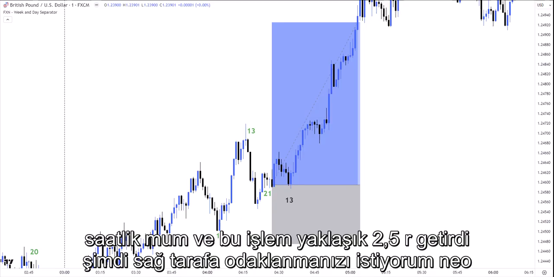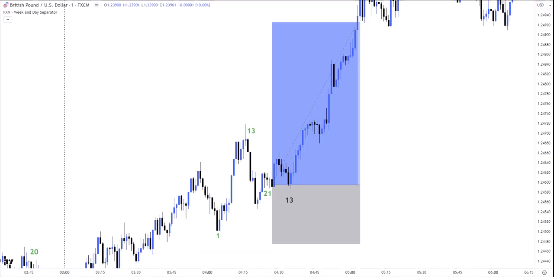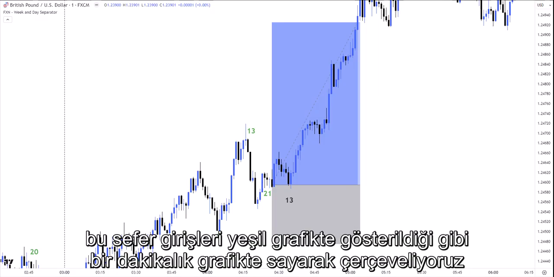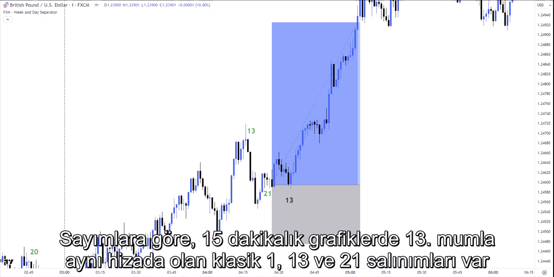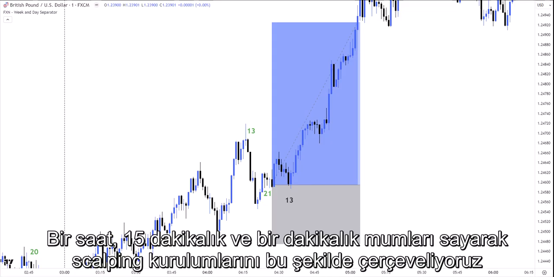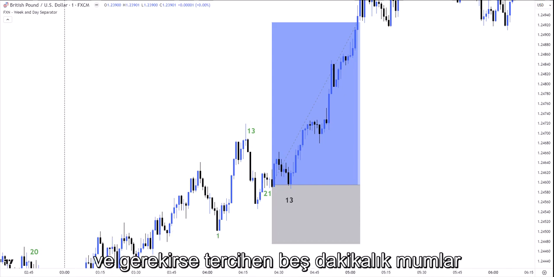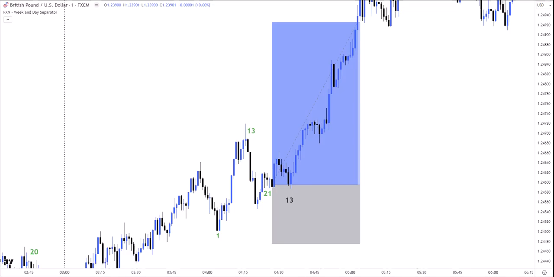Now I want you to focus on the right-hand side, Neo. This time we frame the entries by counting on 1-minute chart, as it's shown on the chart with green countings. We've got classic 1, 13, and 21 swings aligned with 13th candle on 15-minute chart sequentially. This is how we frame the scalping setups, by counting 1 hour, 15-minute, and 1-minute candles, and preferably 5-minute candles if needed.